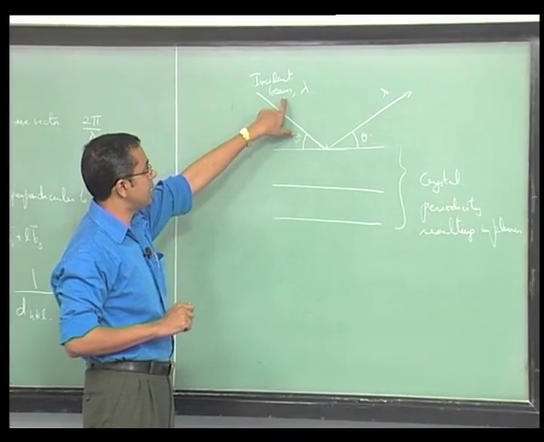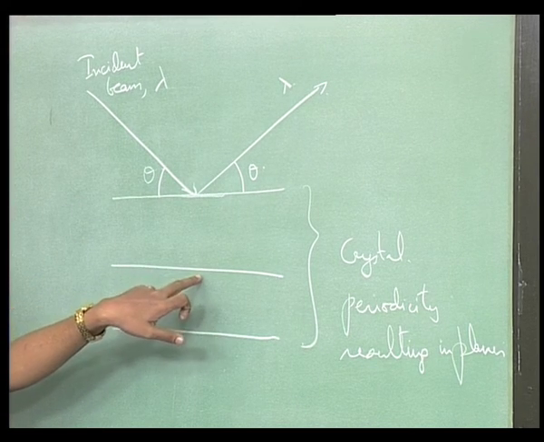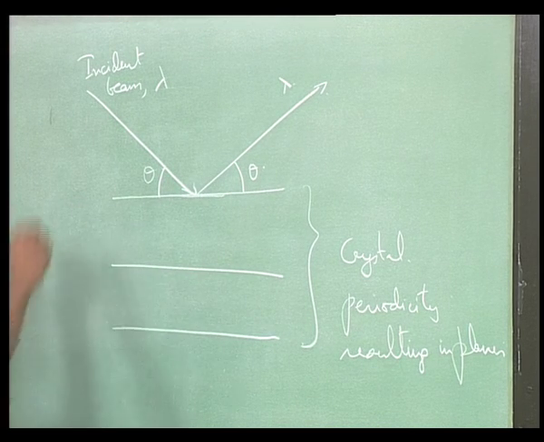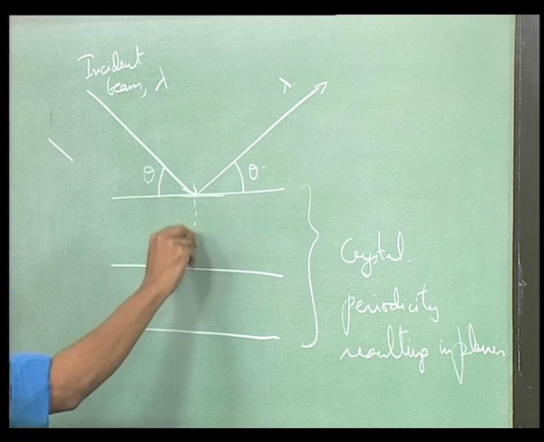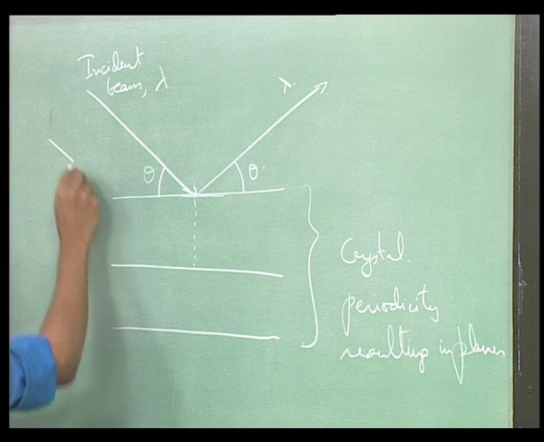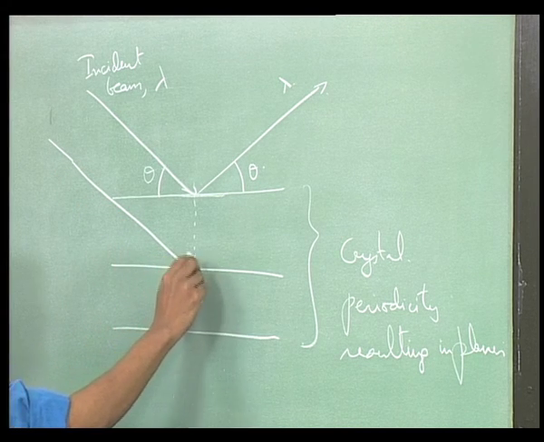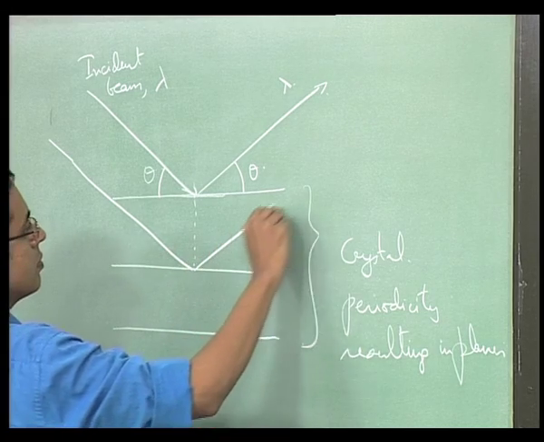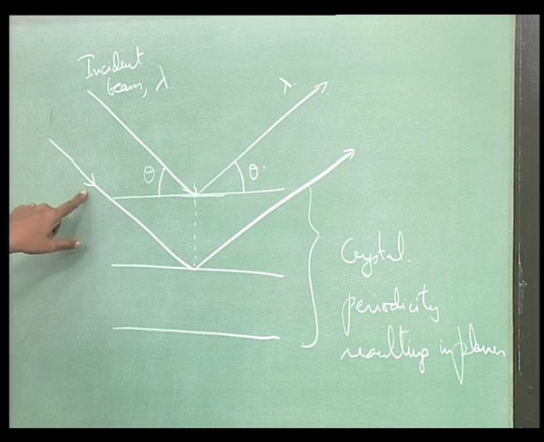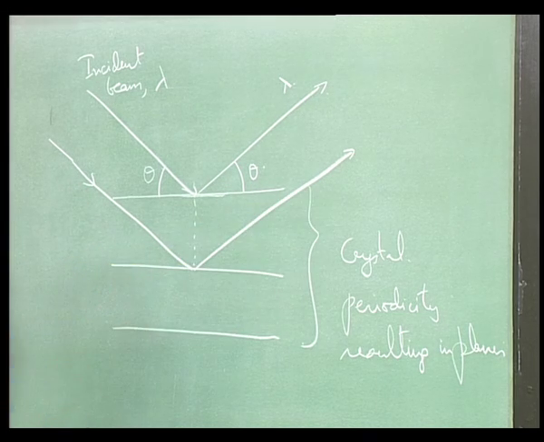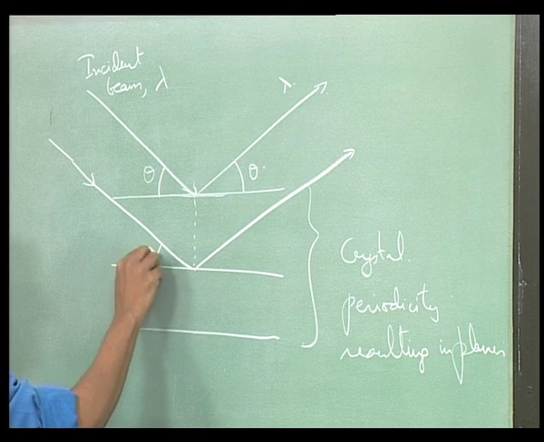We have said that this is a beam, so there is an adjacent wave also coming in, which will interact with this second layer and come out. So, we will look at a similar wave which comes down here. This is again an incident wave and this is a diffracted wave, and again these angles are still theta.